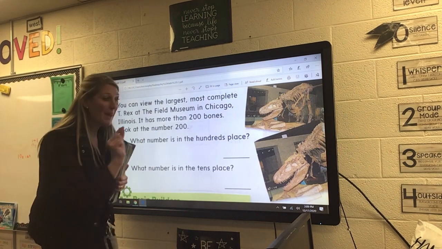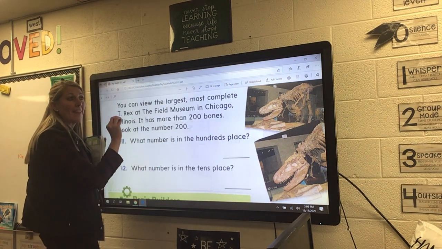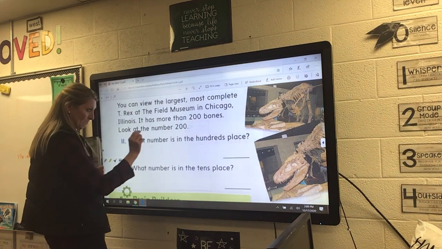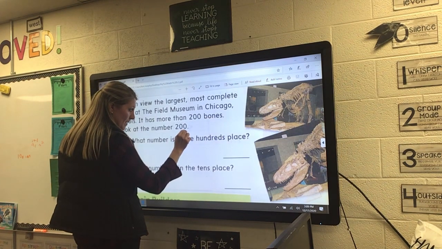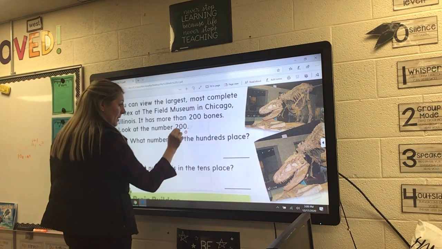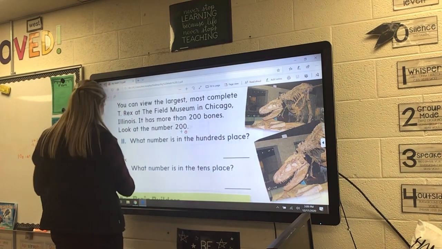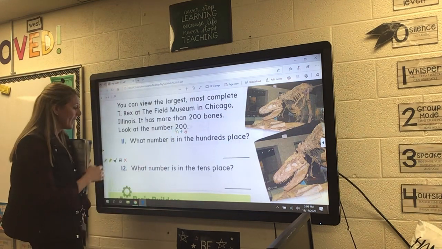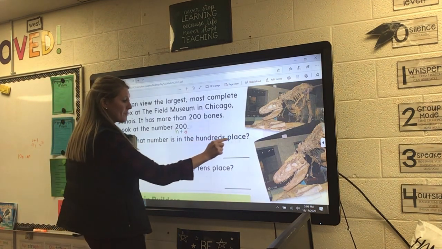And I want you to write underneath each one the first letter to represent each place value. So I'm going to start over here with the ones. This first number to the right is ones. The next number is the T for tens. So O for ones, T for tens, H for hundreds. Okay? Now my question on 11 is, what number is in the hundreds place?